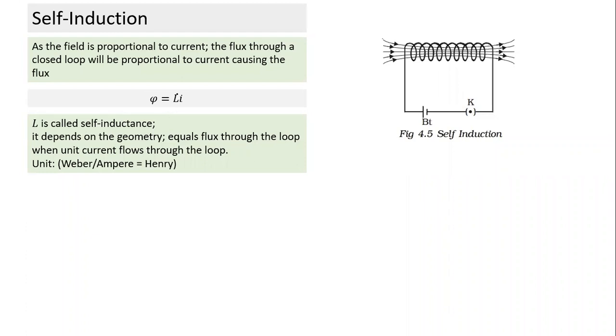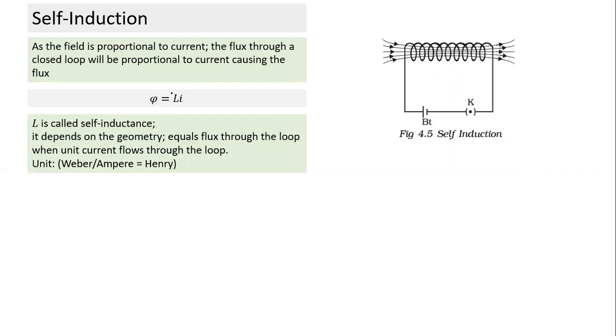That's L. And what does this L depend on? If we go through it, you can notice in the previous term we have written mu naught n square into volume. It depends on the geometry. So as long as any coil is there, if we do not disturb its shape, its geometry is not altered, its self-inductance or coefficient of self-induction also remains constant. It depends on geometry.